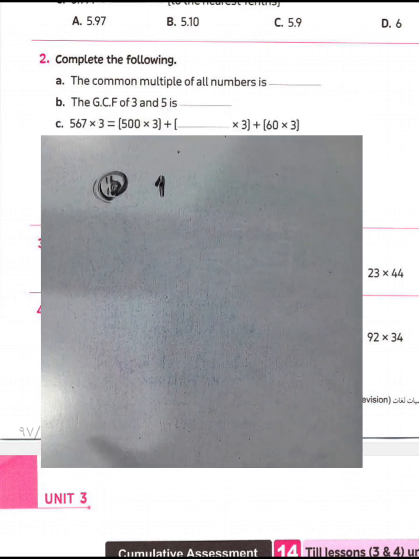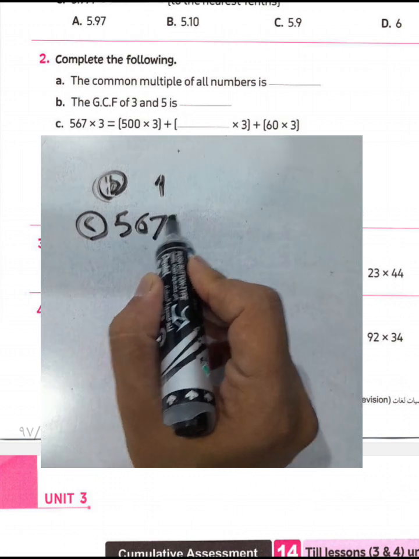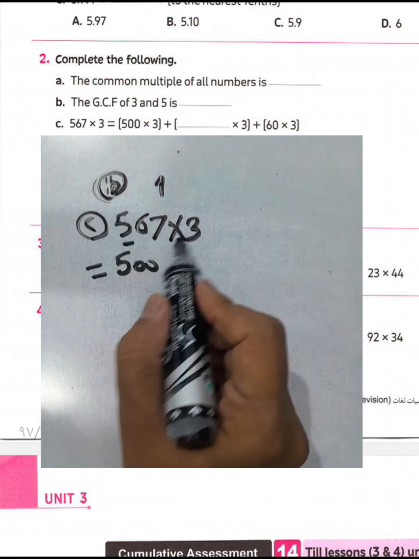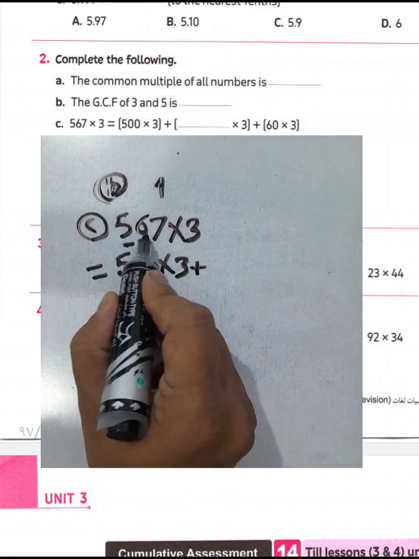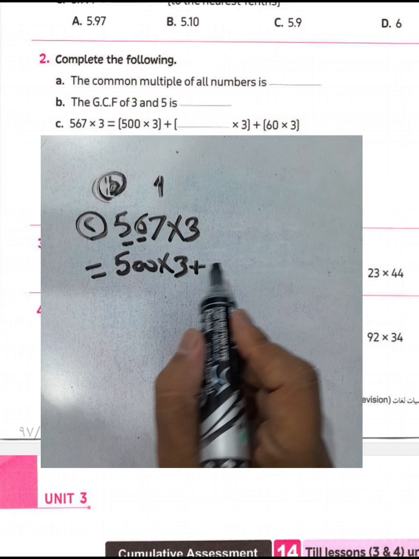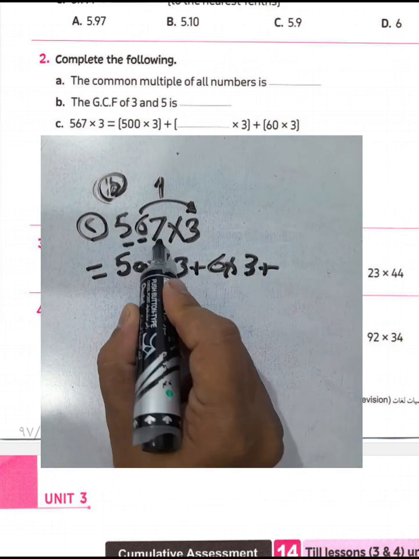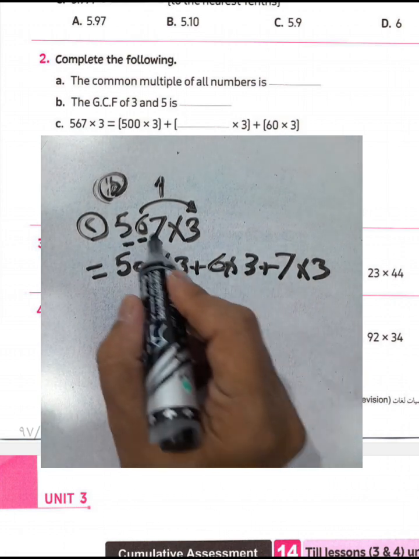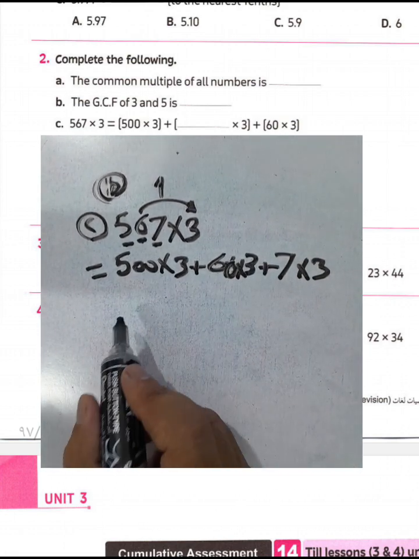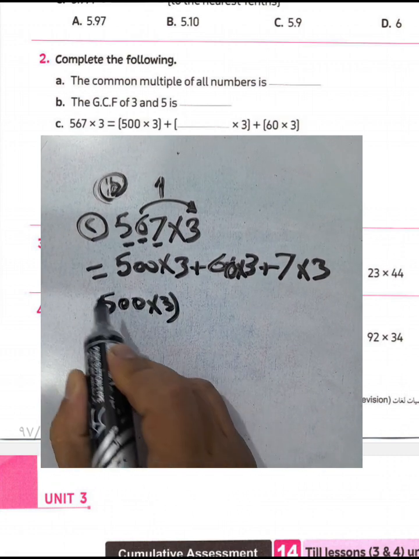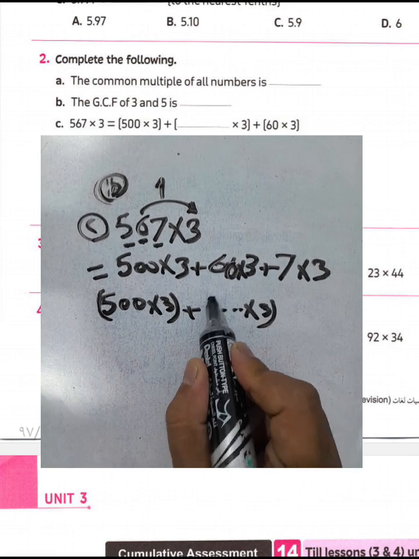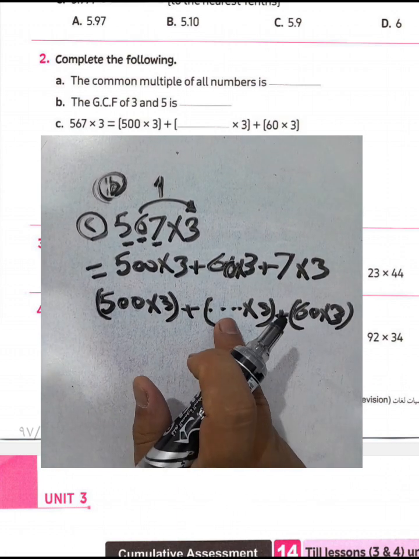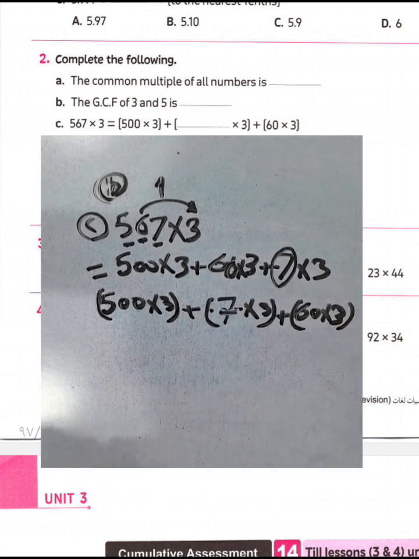Question letter C. 567 times 3 equals 500 times 3, because 5 lies in the hundreds, using the distributive property, plus 6 lies in the tens, so its value is 60, 60 times 3. And 7 lies in the ones, 7 times 3. Look here. The choice is 500 times 3 plus a space times 3 plus 60 times 3. Who can tell me the digit here? We must write 7.